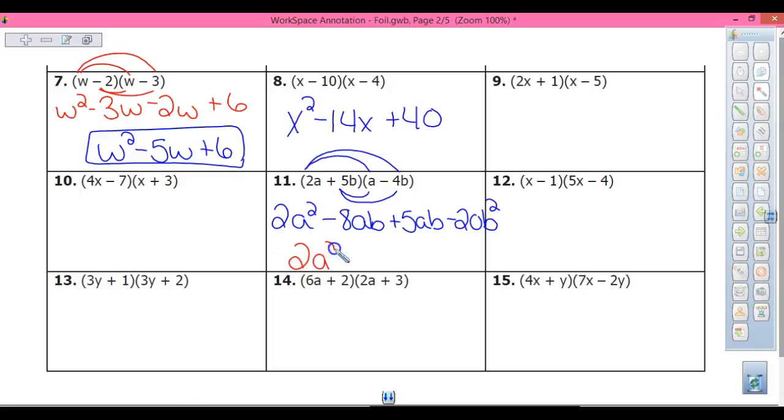So 2a squared, minus 3ab, minus 20b squared. Questions on how we got that? Okay, so let's look at 15.